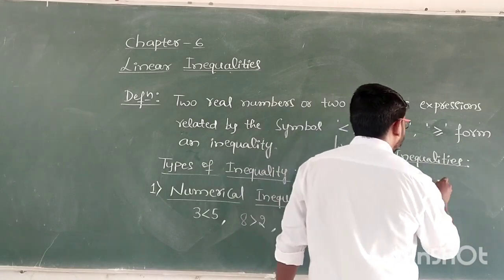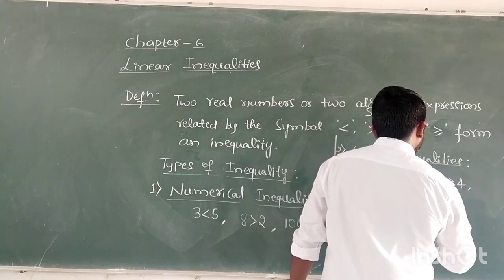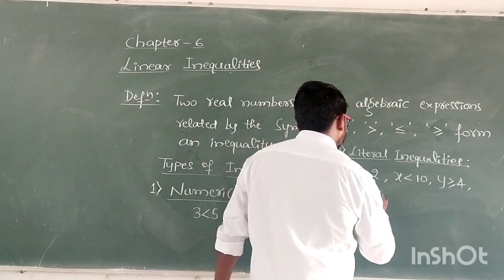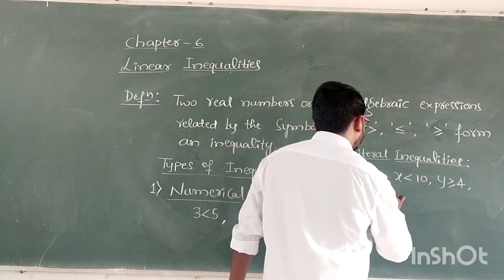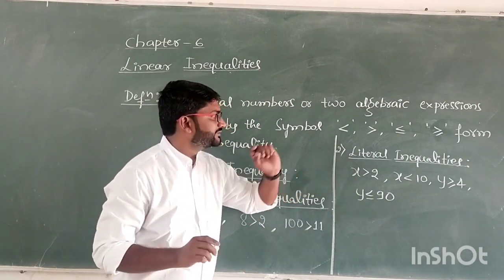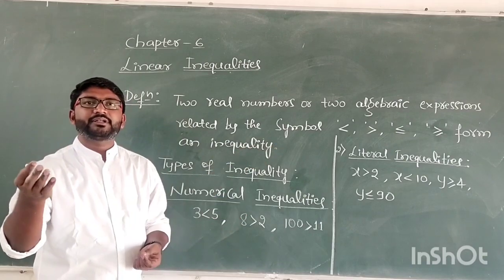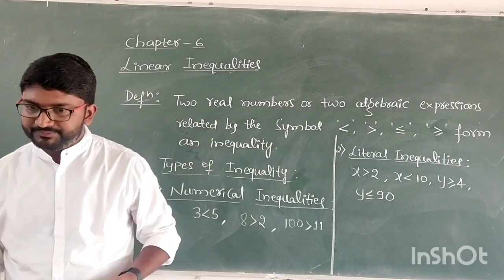Another example can be y greater than or equal to 4 and y less than or equal to 90. So here y can be less than or equal to 90. So these are some of the examples of literal inequalities. Note down these two, then we'll move on to the third type, fourth and the fifth one.